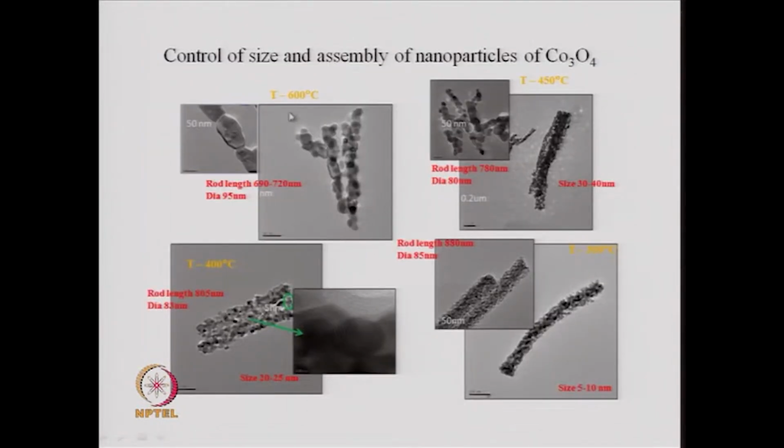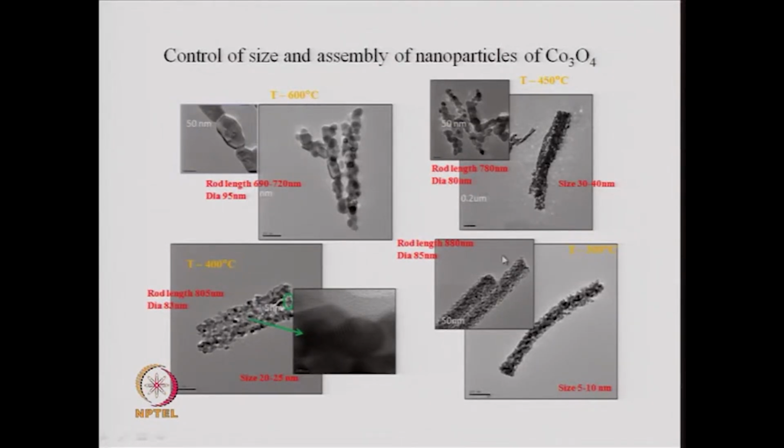So, you see that when you heat cobalt oxalate at 600 degrees, you get cobalt oxide of this kind, where you can see these small particles forming a chain, and the dimension of these particles is around, you see, 95 nanometers in diameter, and the rod length is around 600 nanometers. So, this is if you decompose at 600.